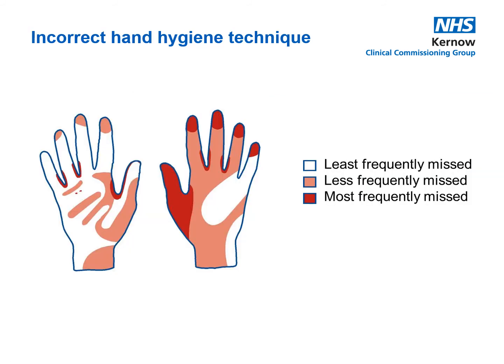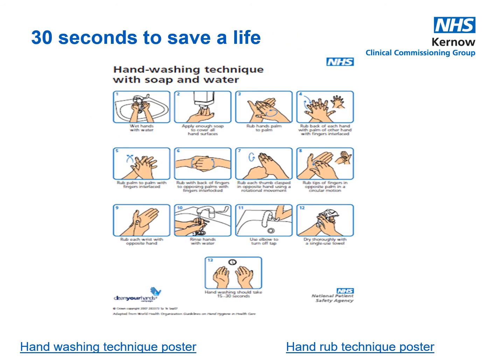This slide represents the most frequently missed to the least frequently missed areas when performing hand hygiene. The most frequently missed areas when performing hand hygiene without the right technique are the webs of the fingers, the tips of the fingers, and the thumbs. And the areas we tend to most concentrate on are highlighted in white. This is the correct technique shown on the screen when washing hands.